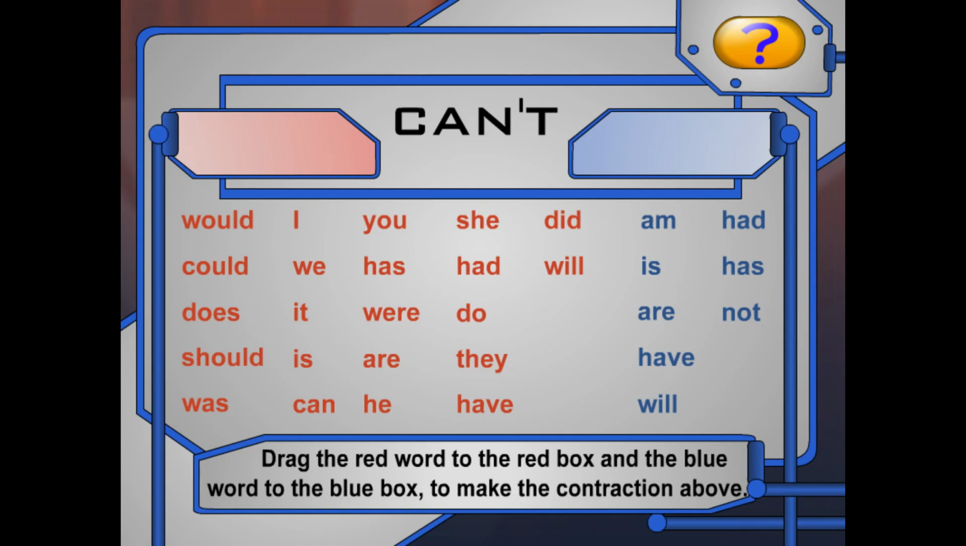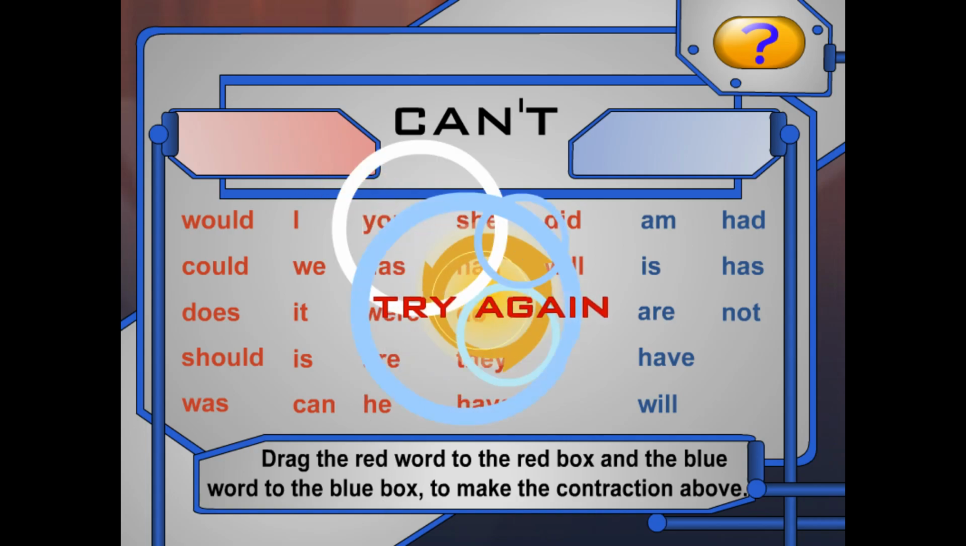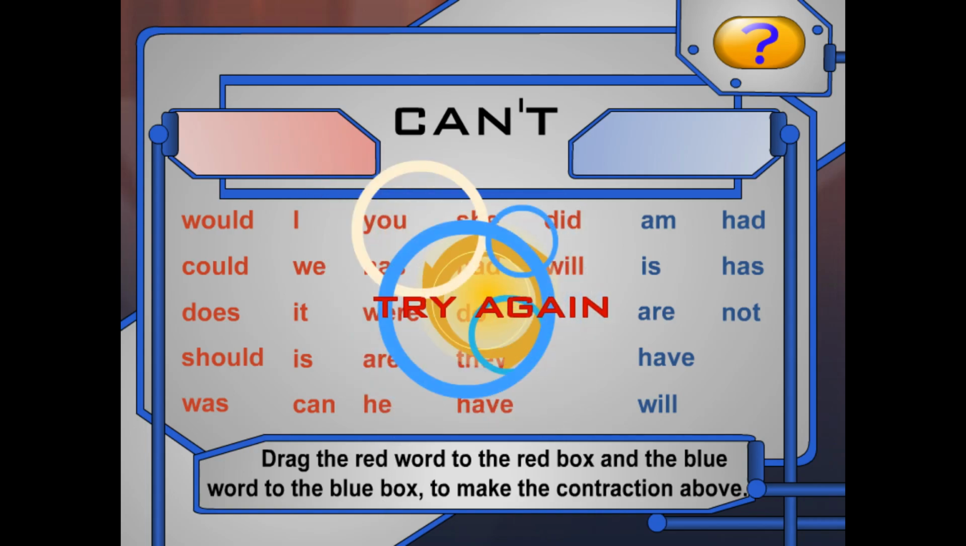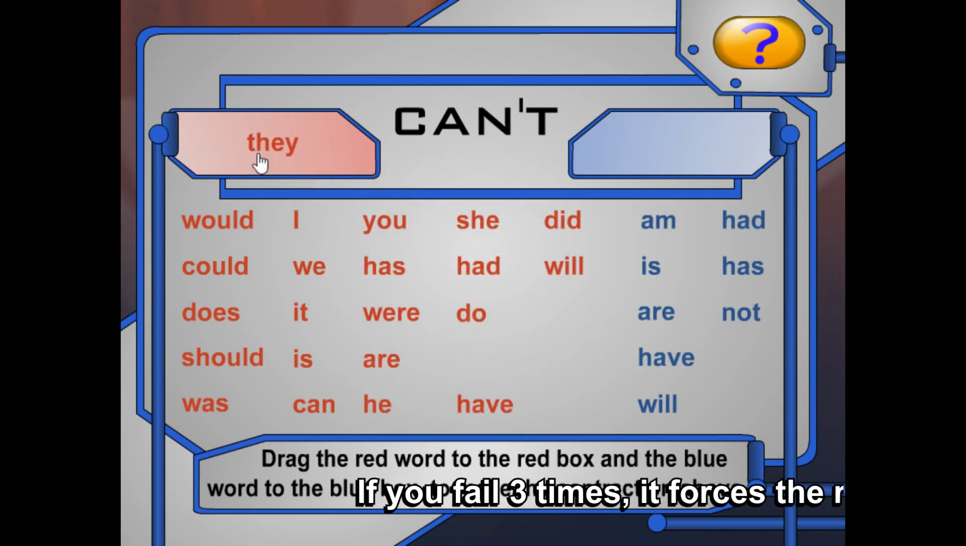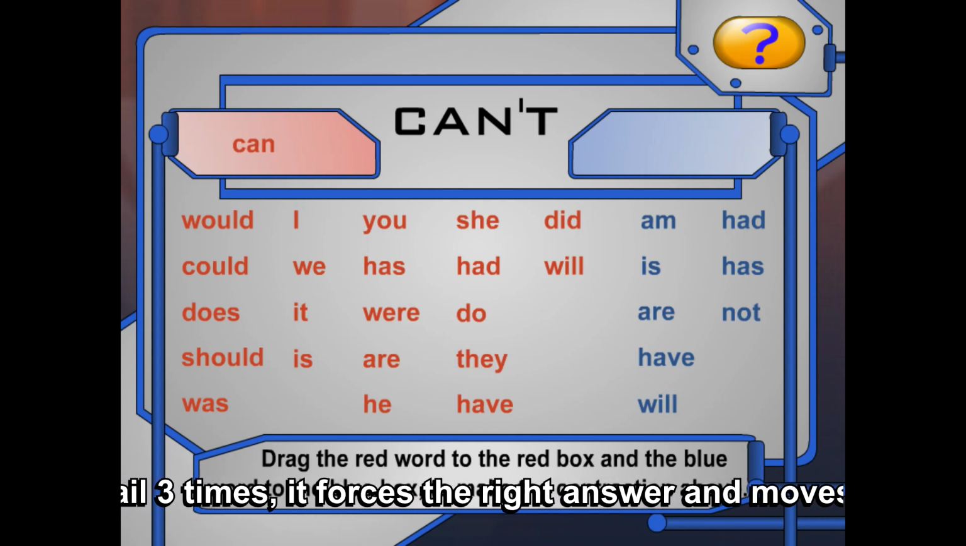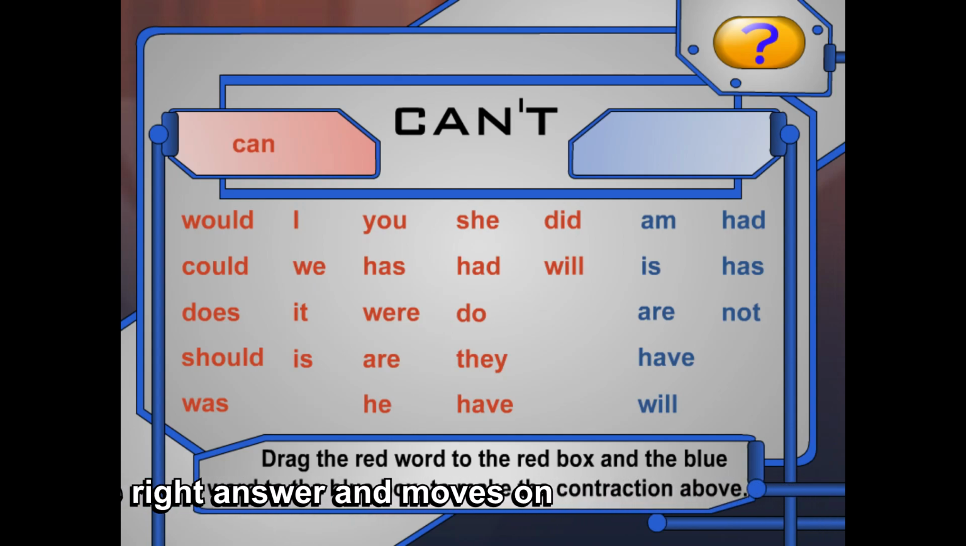Look for a word in the red box that starts with the same letters as the contraction. Try again. Be sure the beginning of the red word matches the beginning of the contraction. Here's the word we need for the beginning of the contraction. Now find the other.